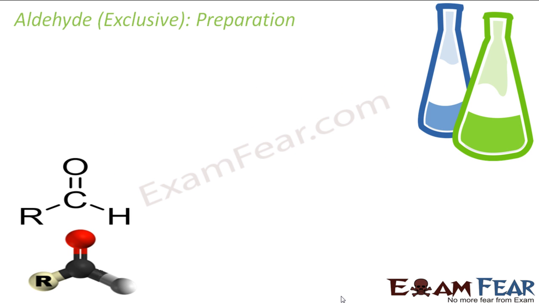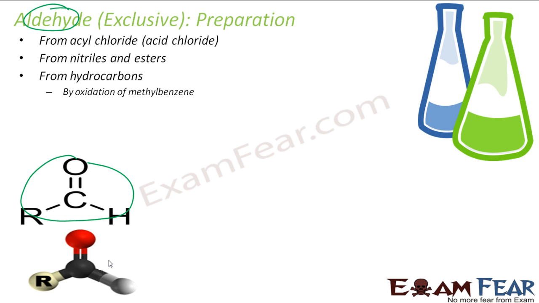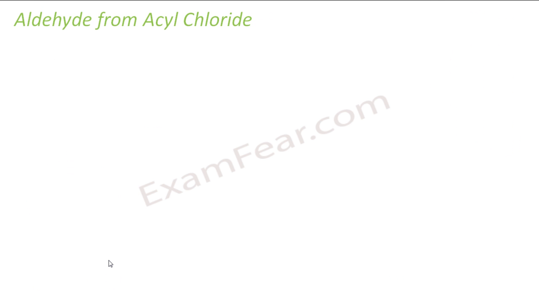Let's talk about some of the methods which are exclusively for aldehydes. They're only for aldehyde preparation. One is the method to prepare aldehyde from acyl chloride. Please know this is only for aldehyde. RCHO is the structure. One is from the acyl chlorides. Other is from nitriles and esters, and other is from hydrocarbons. From hydrocarbons, we'll talk about oxidation of methyl benzene by side chain chlorination followed by hydrolysis and by Gattermann-Koch reaction. So we'll talk about all these.